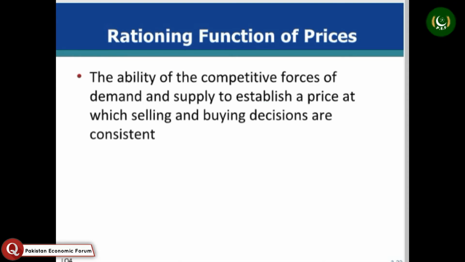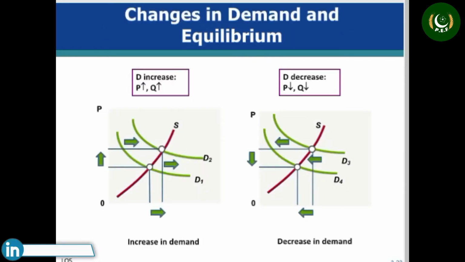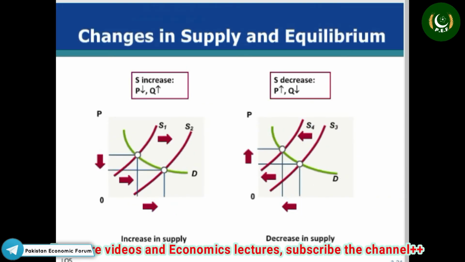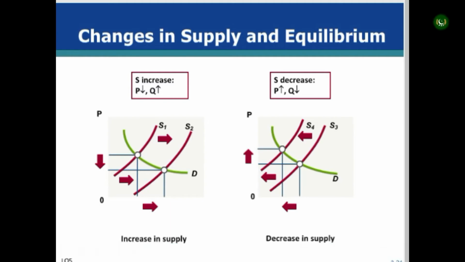Prices automatically rise and fall and bring a market closer to equilibrium. Prices are the best tool for eliminating market shortages and surpluses. An increase in demand results in an increase in price and an increase in quantity exchanged. A decrease in demand results in a decrease in price and a decrease in the quantity exchanged. An increase in supply results in a decrease in price and an increase in the quantity exchanged. A decrease in supply results in an increase in price and a decrease in the quantity exchanged.